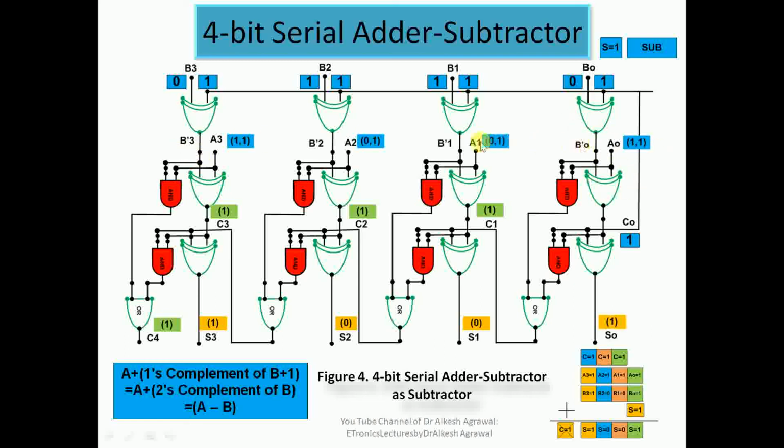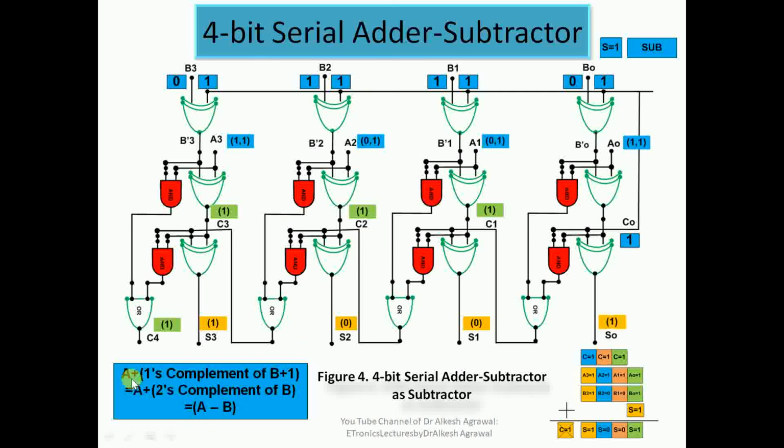So now, there is no change in the values of A. So we have A3 is 1, A2 is 1, A1 is 1 and A0 is 1. But initially the number B was 0 1 1 0, but as a complement what we get is 1 0 0 1. Now before going into more detail, let us see a very important concept that is being implemented through this 4-bit serial adder-subtractor.